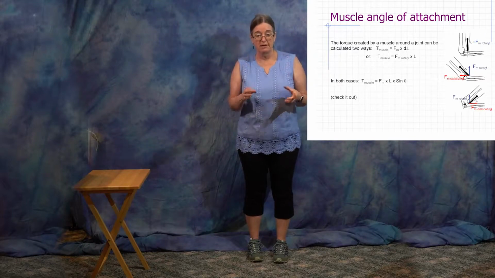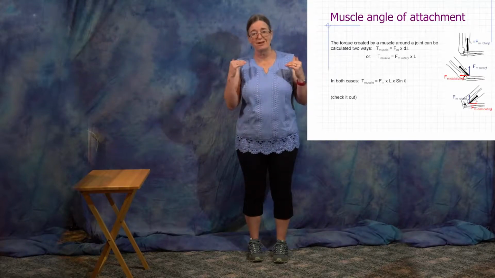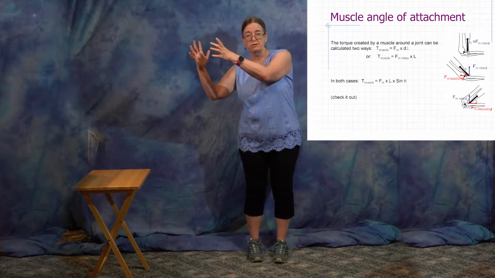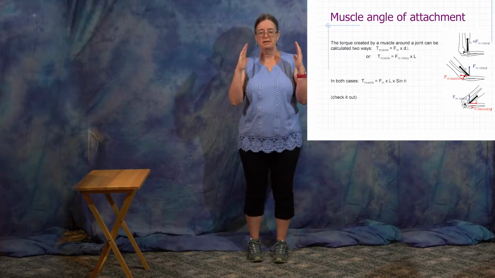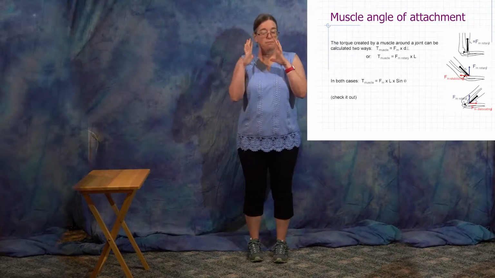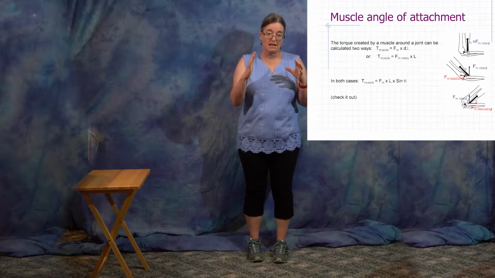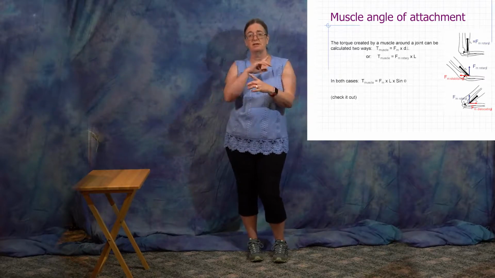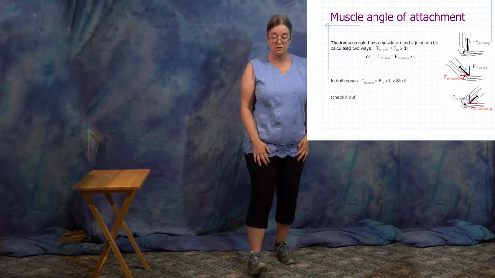If you sit down and do the math so that you can see both ways, you come to the same thing. In one case, you're multiplying the sine of the angle of attachment by the force before multiplying it by the distance of attachment. In the other one, you're multiplying the sine of the angle of attachment by the distance of attachment first before multiplying it by the force. So it's the same thing, just different directions of doing your math.